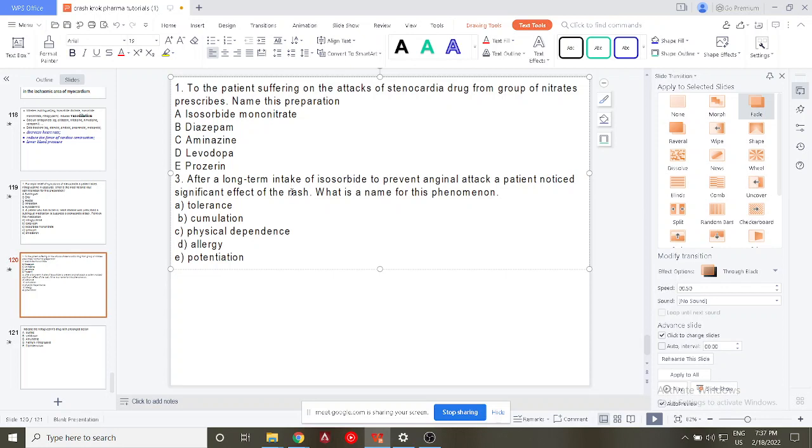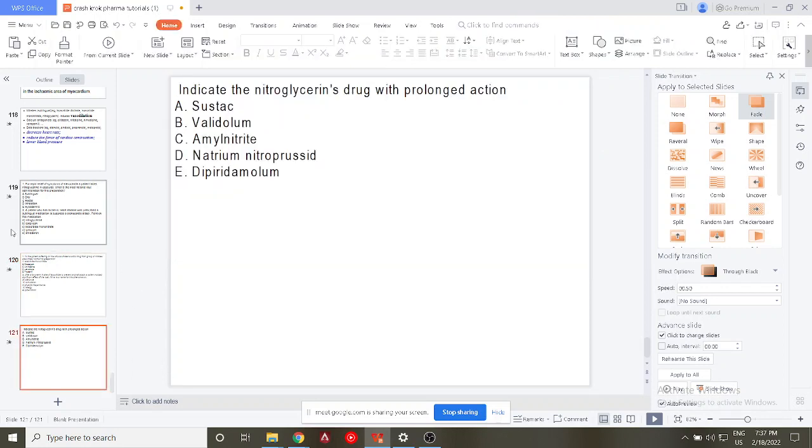Guys, two more questions and we're done for today. After long-term intake of a drug to prevent anginal attack, the patient noticed a significant effect of the light. What is the name of this phenomenon? Allergy. Yes, that's correct. Okay, last question of today.